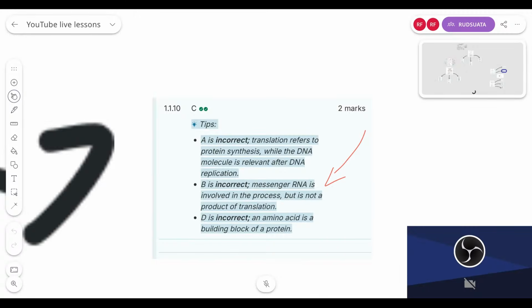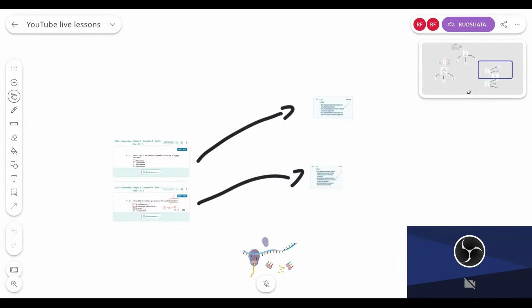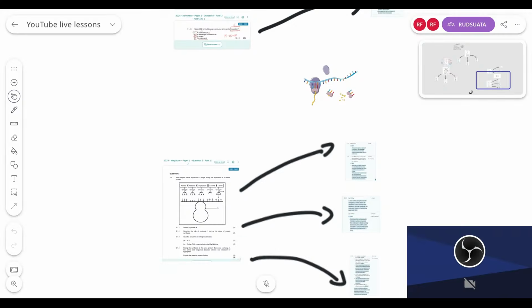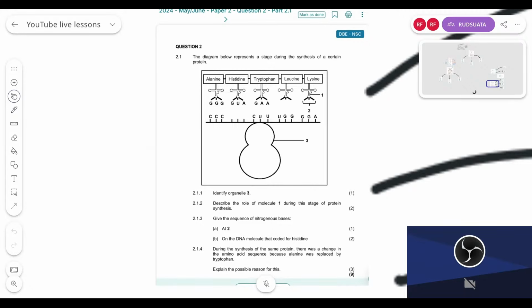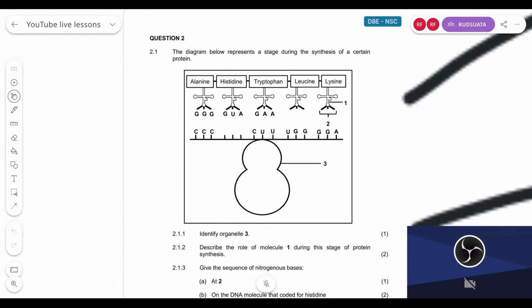All right, let's wrap this up and do one last question on protein synthesis, and I chose this particular question again. I always have a reason for why I choose the different questions. They always start off pretty easy, these questions, and then they get more and more challenging, right? So it says the diagram below represents a stage during synthesis of a certain protein.